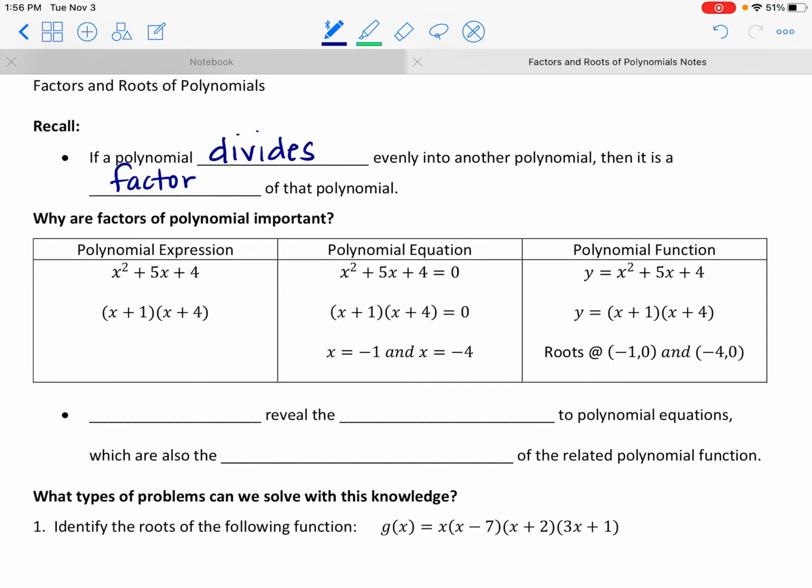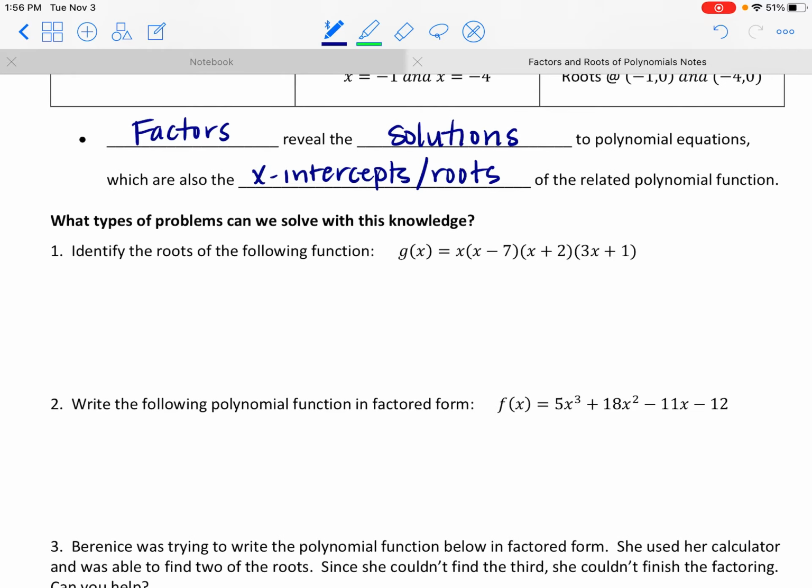Okay, so factors reveal the solutions to our polynomial equations, which also happen to be the x-intercepts or roots of our related function. Or remember, we could also call those zeros. So x-intercepts, roots, zeros, solutions, all interchangeable.